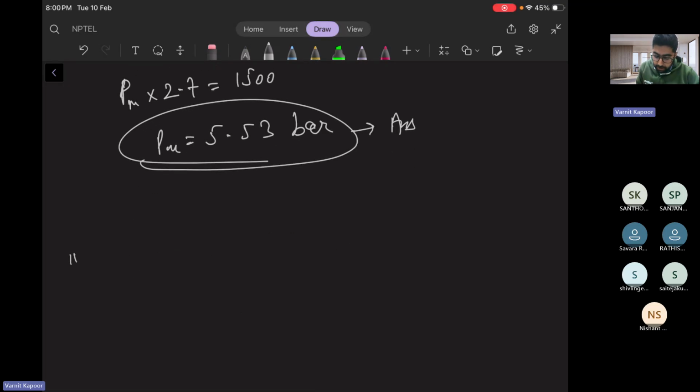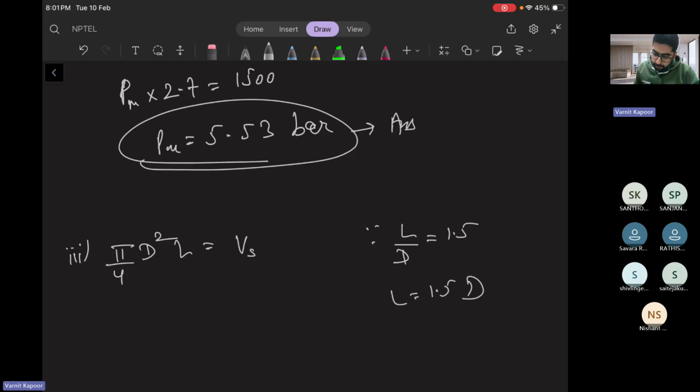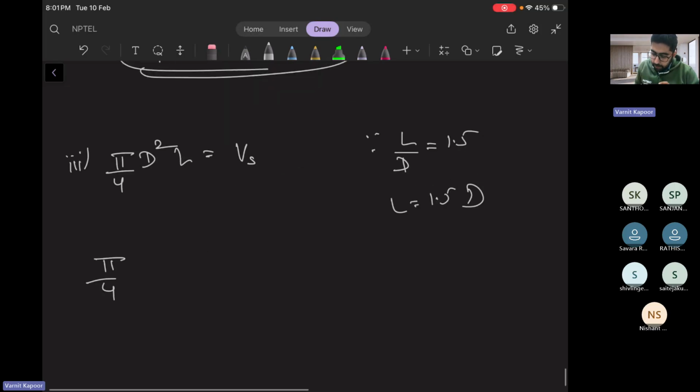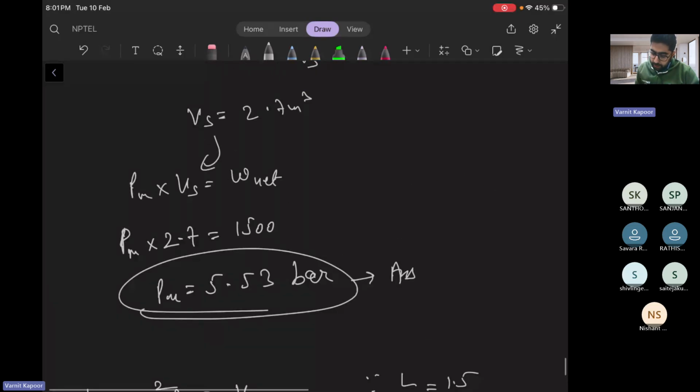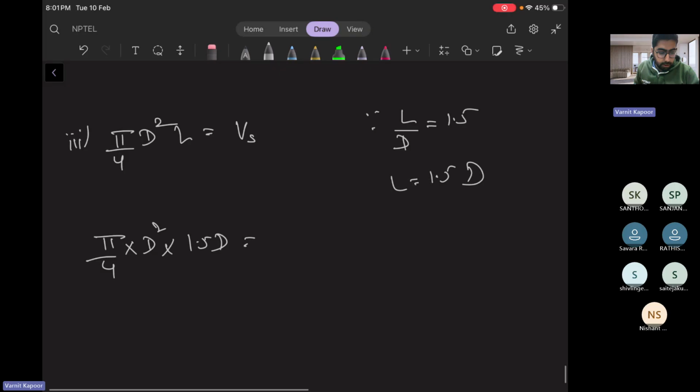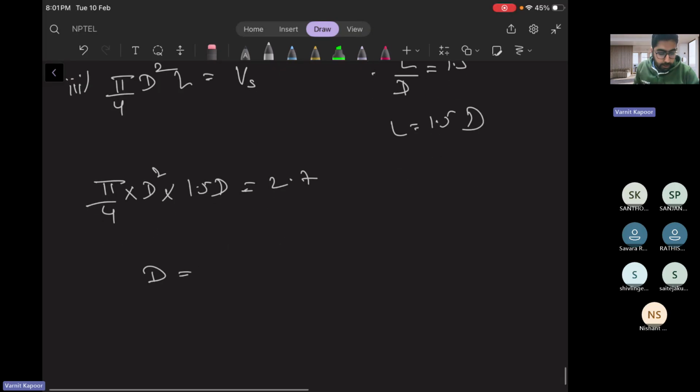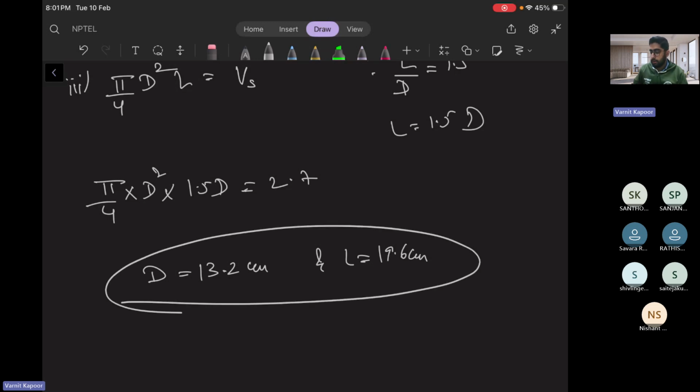Third point. Pi by 4 D square L is equal to V swept. We know that. And since L by D is given to be 1.5 in the question, L is 1.5 times D. So pi by 4 into D square into 1.5 times D, and the swept volume is 2.7 meter cube. From here, the diameter will come out to be 13.2 centimeter and the length will come out to be 19.6 centimeter. This is also your answer.